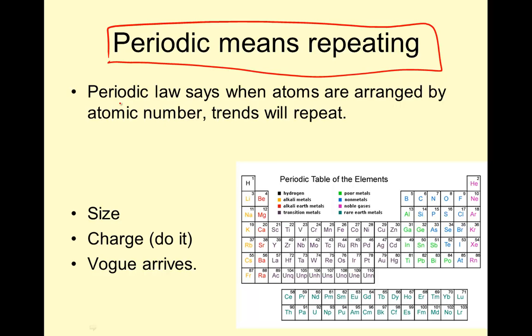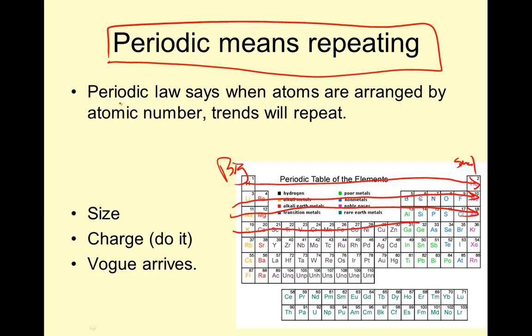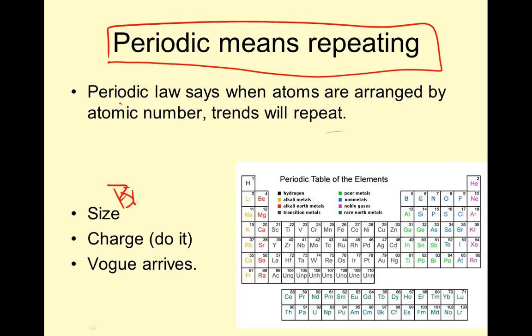So that means I'm arranged by atomic number: 1, 2, 3, 4, 5, 6, 7, 8, 9, 10. What happens here is size. This right here is big, and then down here is small. And the next row, big, small. Every time I get here, it repeats big, and then it goes small. So you need to know size: big on the left, small on the right. And then, of course, it goes from big to smaller.